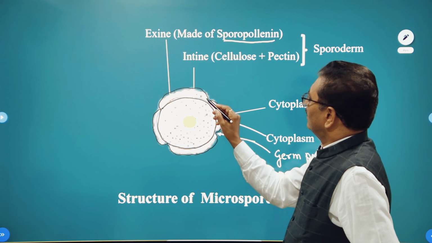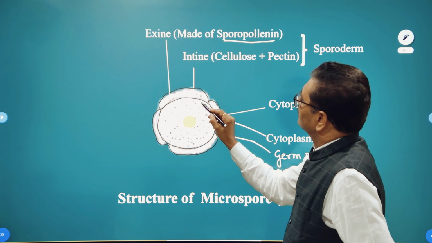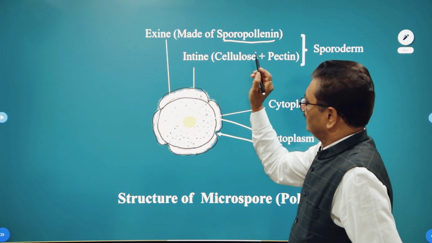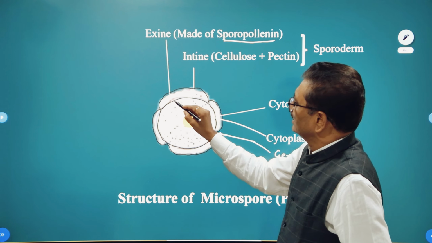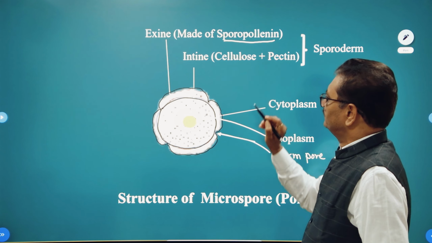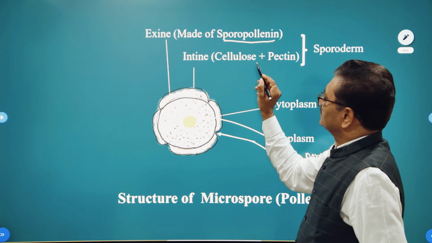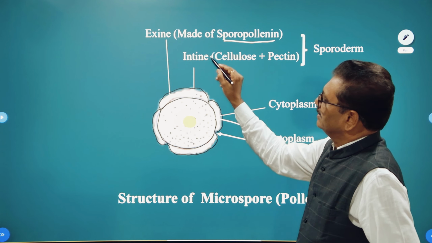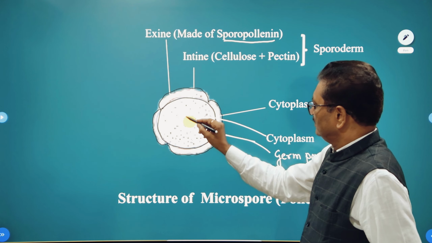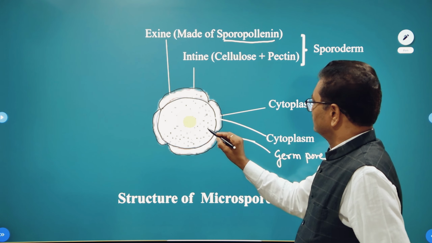The second wall, that is what? Inner wall of that particular pollen grain is called intine. Outer wall pollen grain की होती है exine से बनी हुई, जिसका नाम है sporopollenin. Inner wall is made up of cellulose and pectin, उसको बोलते हैं हम intine. And inside that intine you'll get a cytoplasm. ये पूरा क्या है? साइटोप्लाज्म है.